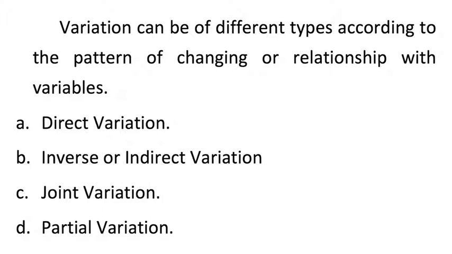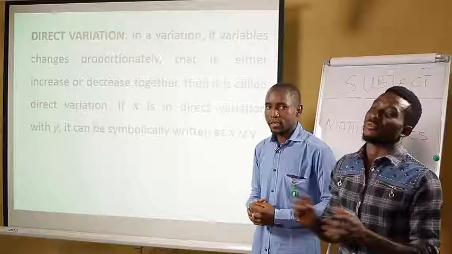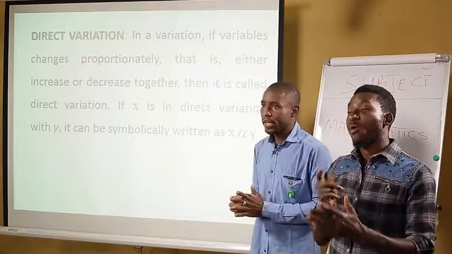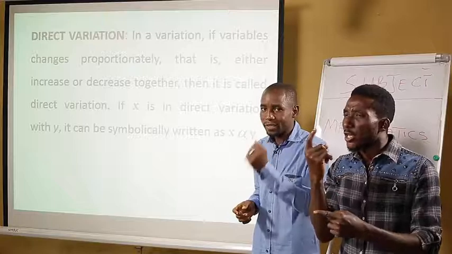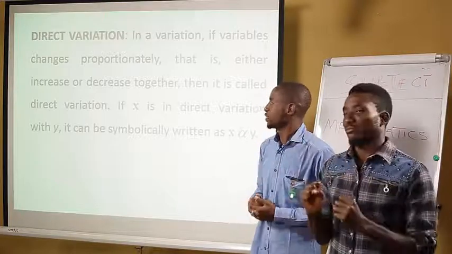Variation can be of different types according to the pattern of changing or relationship with variables. The following are types of variations that do exist. A, direct variation. B, inverse or indirect variation. C, joint variation. And D is partial variation. As I said earlier, our focus today is only on direct variation. Let's see what is direct variation.